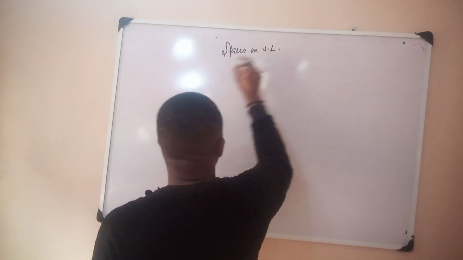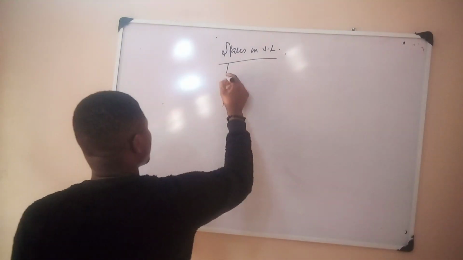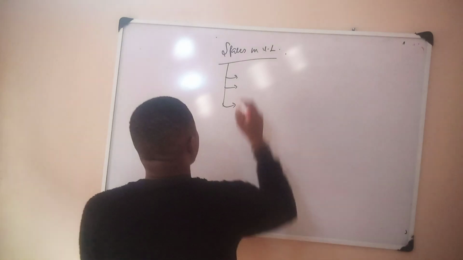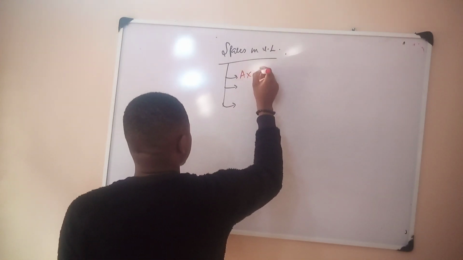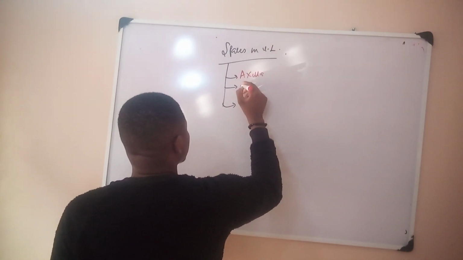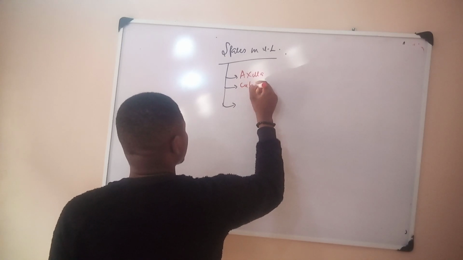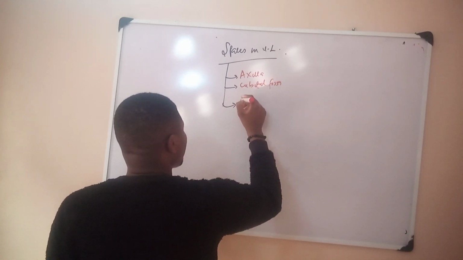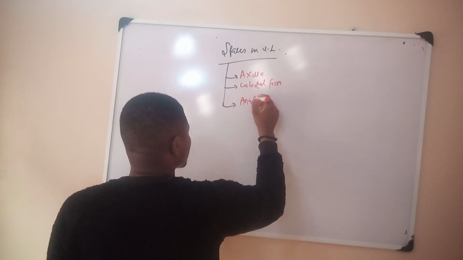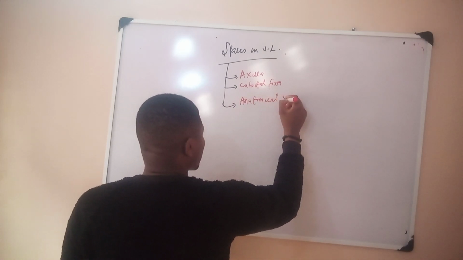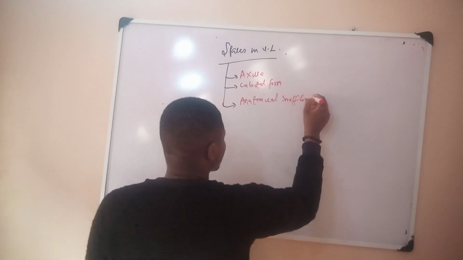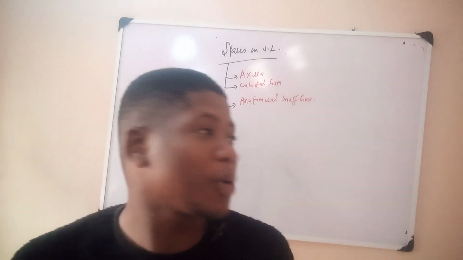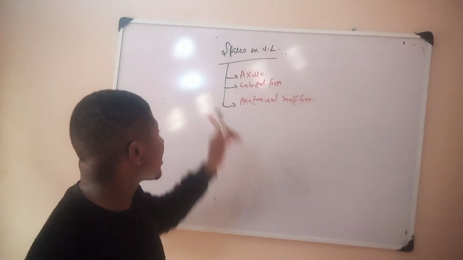If you can remember, we have three major spaces in the upper limb. We have the axilla, we have the cubital fossa, we have the anatomical snuff box. So these are the three important spaces in the upper limb. We are going to start with the axilla.